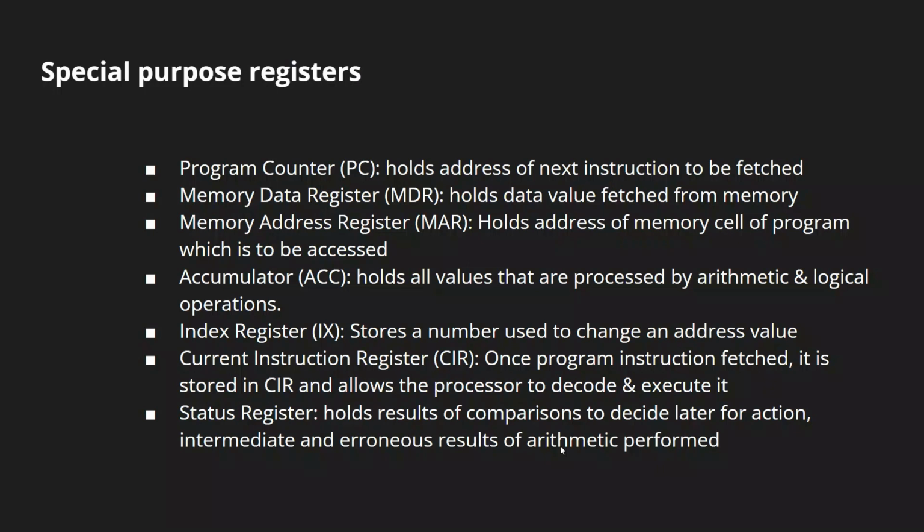The index register stores a number used to change an address value. CIR: once the program instruction is fetched, it is stored in the CIR, which allows the processor to decode and execute it. It's the last step before the decode and execute cycle. The status register holds results of comparisons to decide later actions, and intermediate and erroneous results of arithmetic performed.